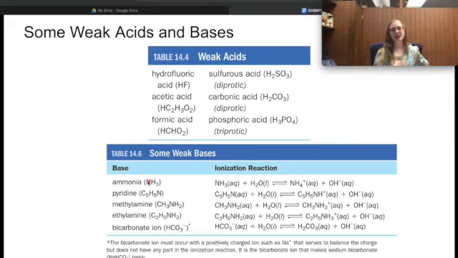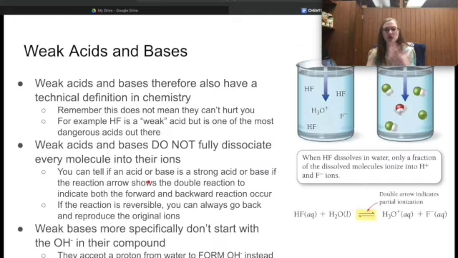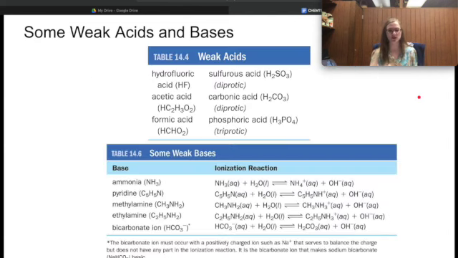Just keep that in mind as you're moving along here, and these are just some examples of weak acids and weak bases. You should be able to identify them from their chemical reaction. You should be able to identify what they look like in solution. So this is the end of the background information about acids and bases. In the next video, we're going to move on to talking a little bit about how we can identify acids and bases in the lab.